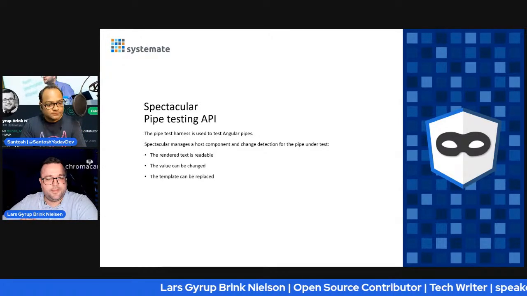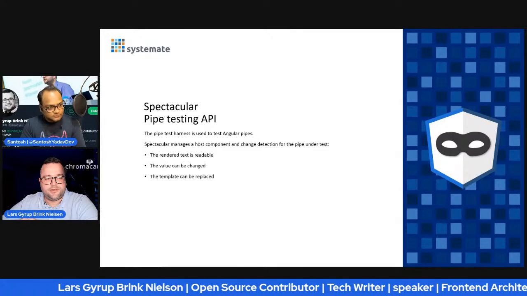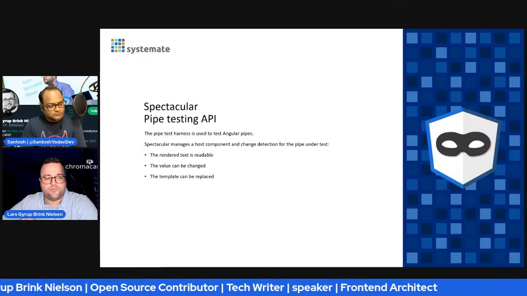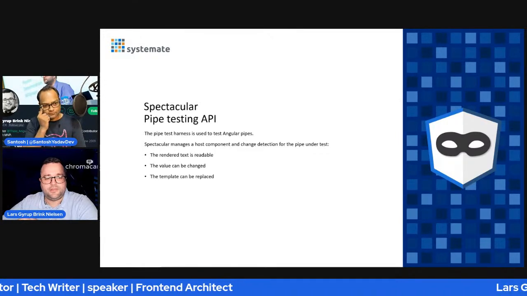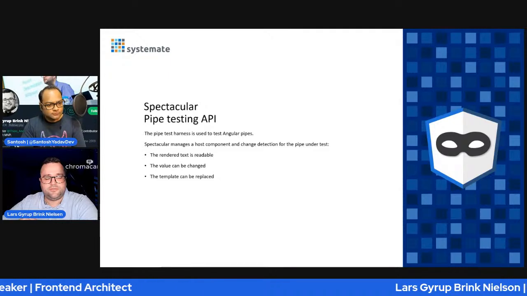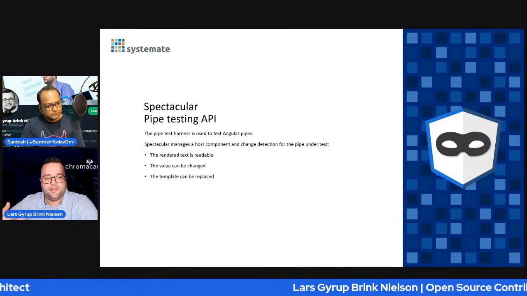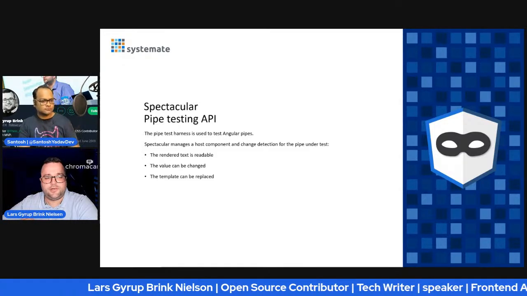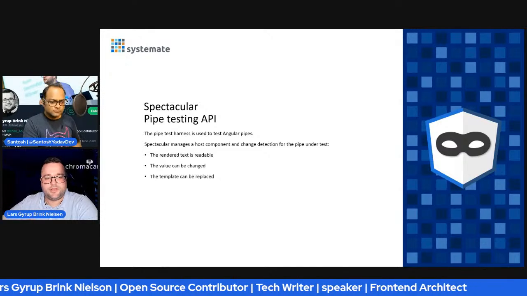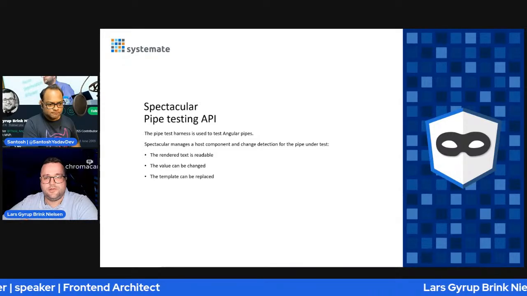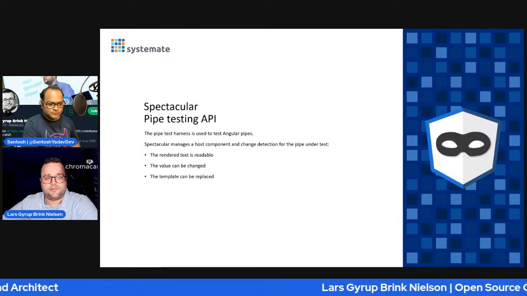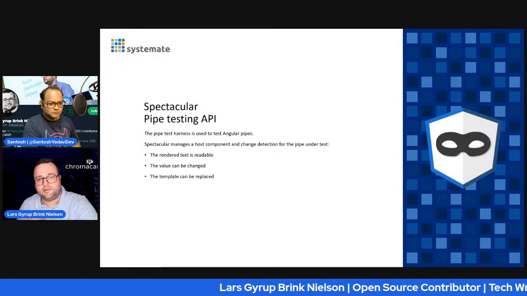Yeah, so Spectacular will set this up for you. You can read the text that's rendered by passing a value through your pipe. The value can be changed. It'll set up a default template where it just passes the value through the pipe, but you can change that template yourself initially or even during the test. Now I want to change it to passing another parameter, and now I want to change the value, and there's no root fixture or host fixture detectChanges. Spectacular handles that for you.